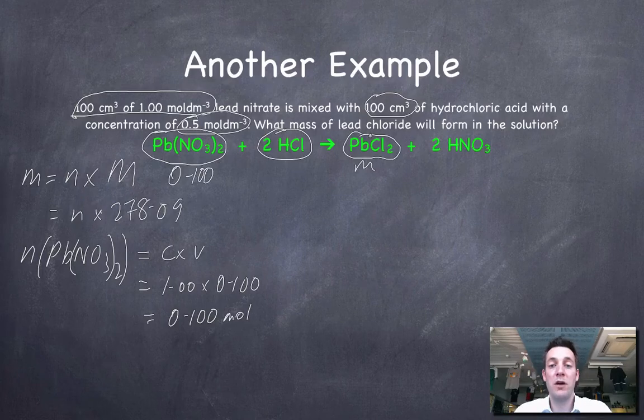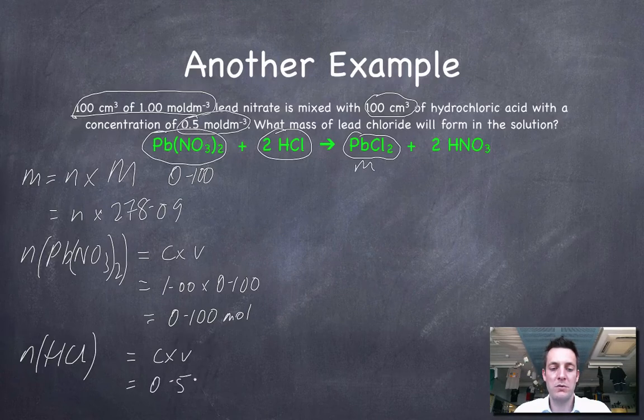How many moles of hydrochloric acid do I have? Well, the number of moles of HCl is again equal to the concentration times the volume, which in this case equals 0.5 moles per dm cubed, multiplied by 0.1 again, because this is in dm cubed, and that equals 0.05 moles. I can only give this number to one significant figure because I only had one significant figure in my data. So I've got 0.05 moles of that.